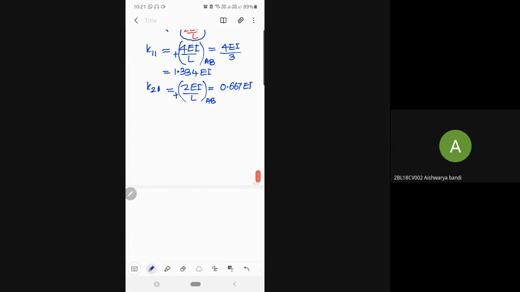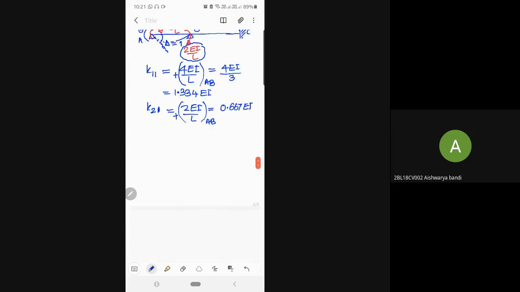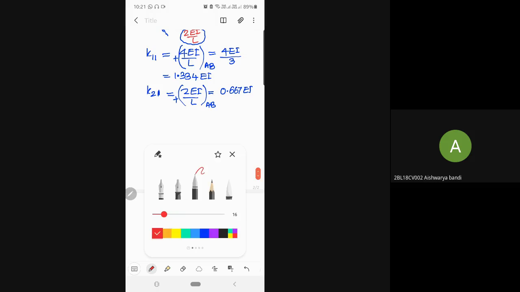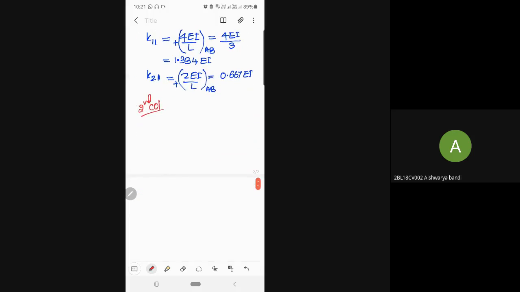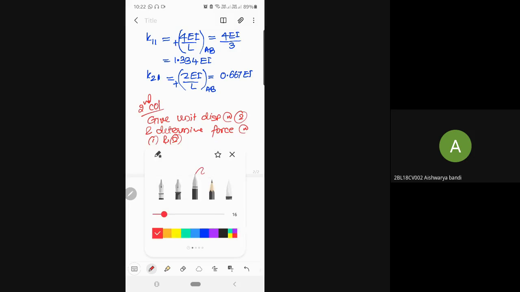Now similarly, get the second column. What is that second column? How to get the second column? Give unit displacement at 2 and determine force at 1 and 2. Clear? What is the figure now?